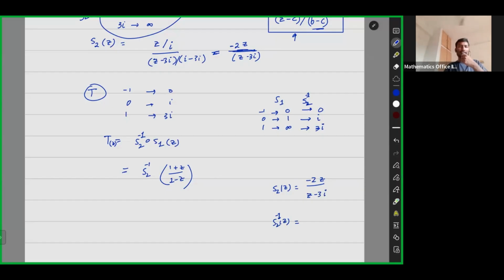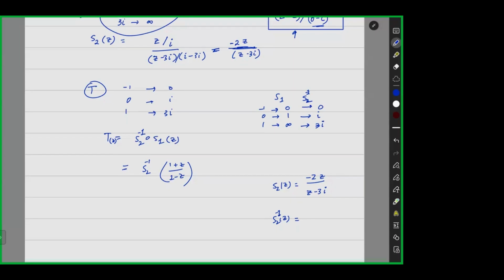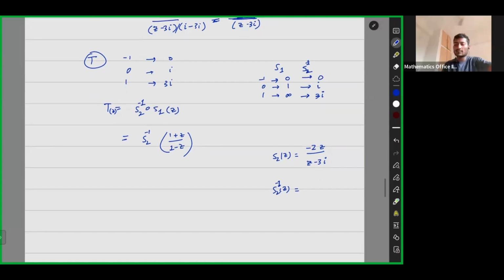If you know, you can speak. If you don't know, you just tell me that you don't know. I will explain. I think z minus 3i by minus 2z, just the reciprocal. Reciprocal of S2? No, that is not it. If you take the reciprocal, that doesn't give us the inverse.